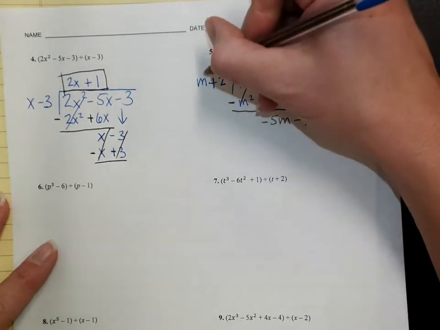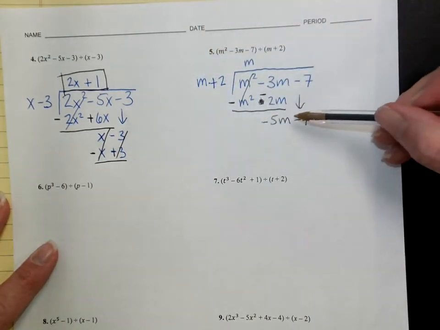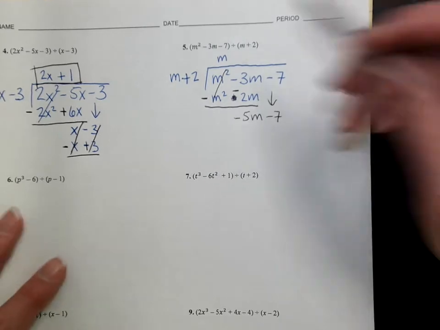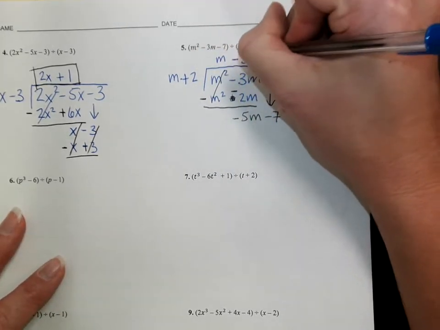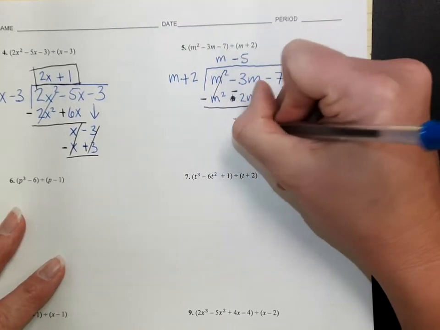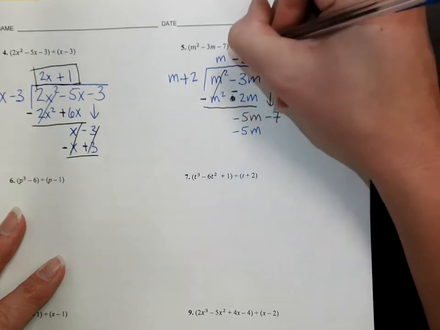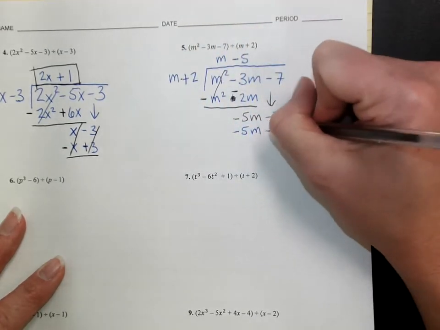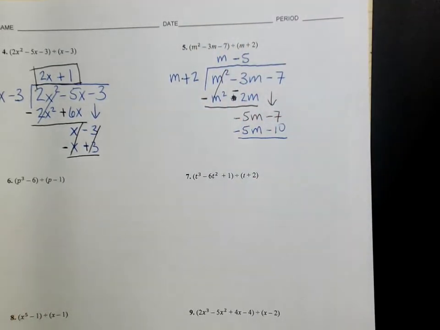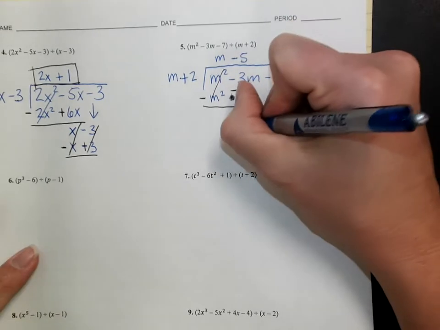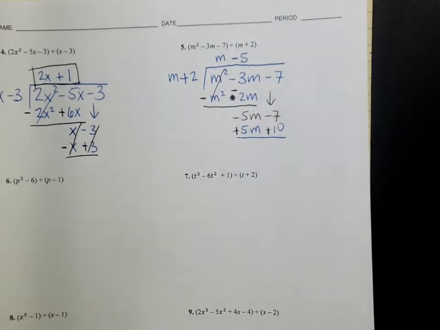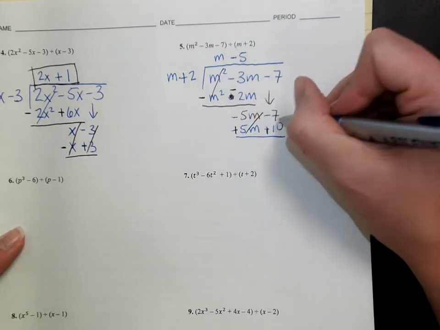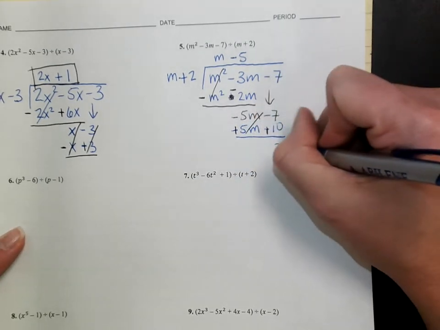What do I do to an m to make it a negative 5m? I multiply it by a negative 5. Negative 5 times m, negative 5m, negative 5 times 2, negative 10. Again, you change the signs. When I subtract these, it's actually going to change both of those to a positive. These go away. Negative 7 plus 10 is 3.